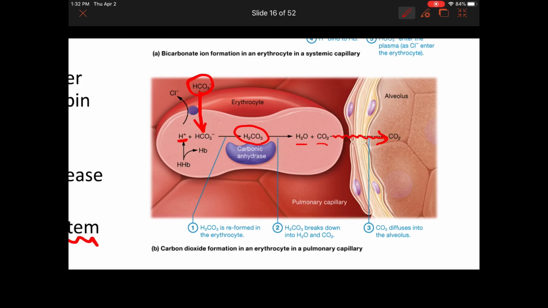So one way that the body helps to regulate pH is through respiratory functions. So in the next video, we'll talk about regulation of breathing and pH control.